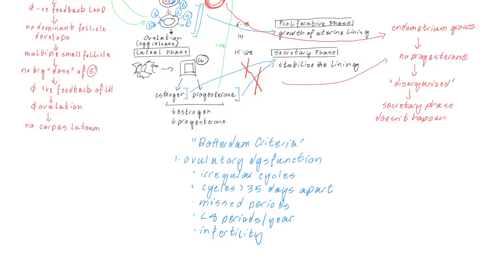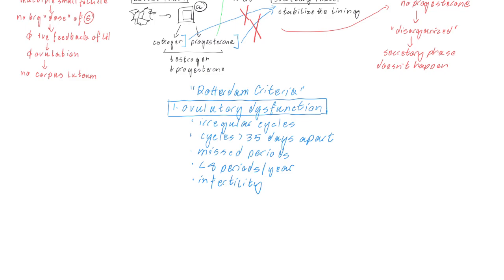So the diagnostic criteria is ovulatory dysfunction. Like I said, it can be hard to figure out if someone is ovulating or not. So sometimes doctors will look at clinically what the woman is experiencing to understand if they are ovulating or not. Second part of the Rotterdam criteria is hyperandrogenism.